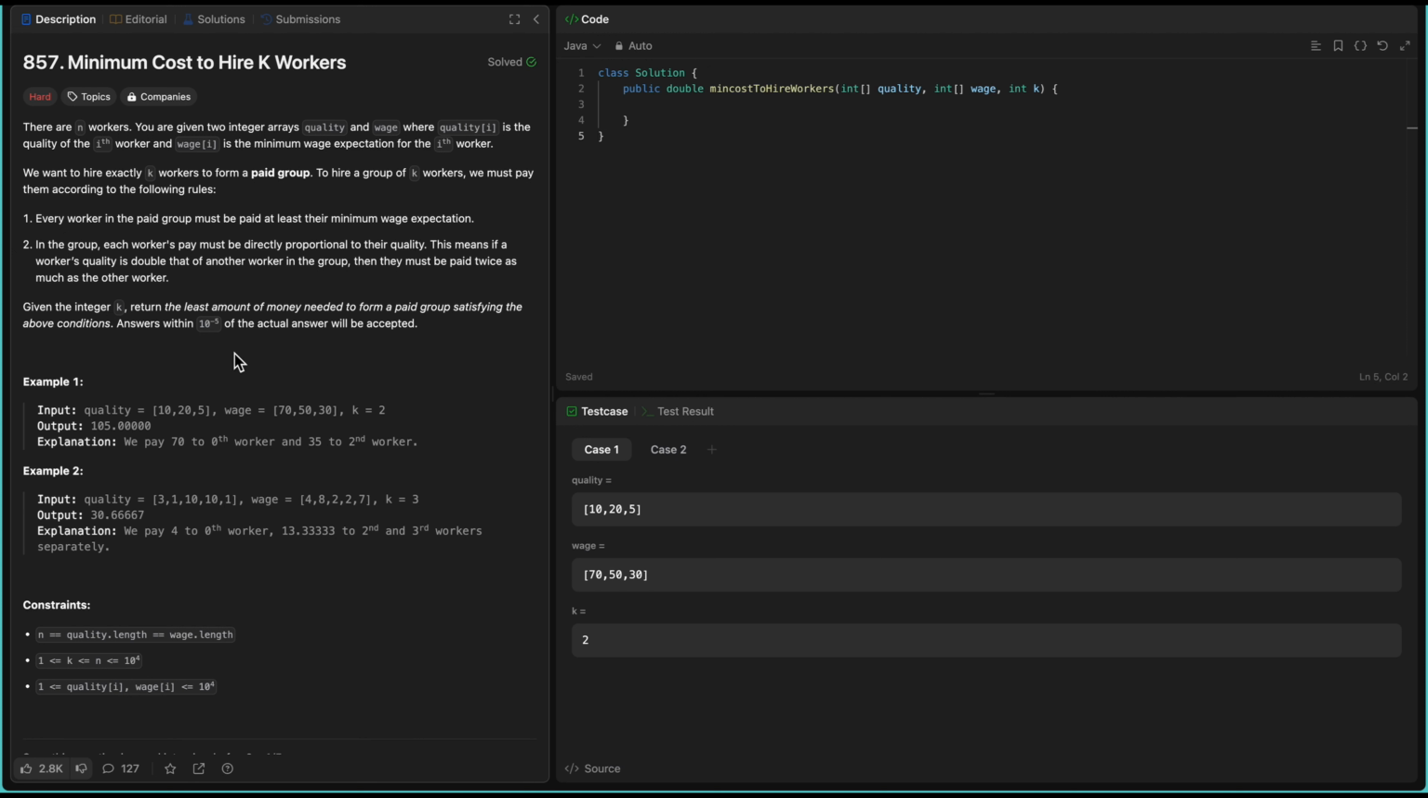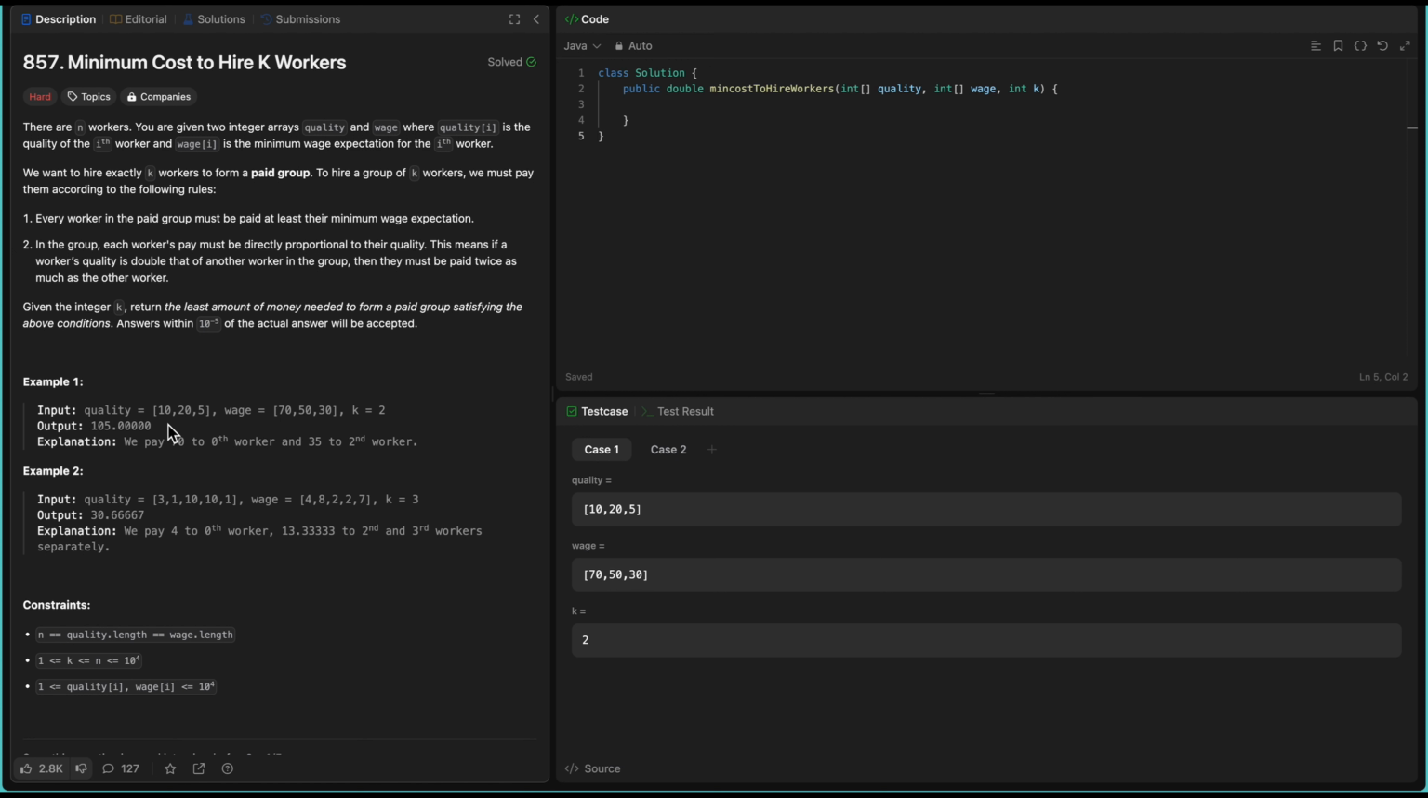So now given this integer k and these two arrays, return the least amount of money we need to pay in order to form this paid group satisfying the above conditions. Answers within 10 to the power of -5 of the actual answer will be accepted. The reason they are saying within 10 to the power of -5 is because we are returning a double, and doubles are not totally accurate, so there may be some discrepancy, but within a certain range the answer should be provided.